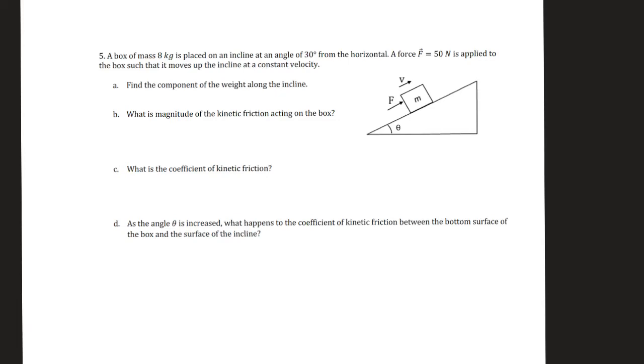Okay, let's see how to solve this problem. We have a mass of 8 kg which is placed on an incline at an angle of 30 degrees. So this angle is given as 30 degrees, that's theta equal to 30 degrees, and the mass is 8 kg. Now it says a force of 50 Newton is applied, as shown in the diagram. We can see that this is your 50 Newton force. So F applied is given as 50 Newton.